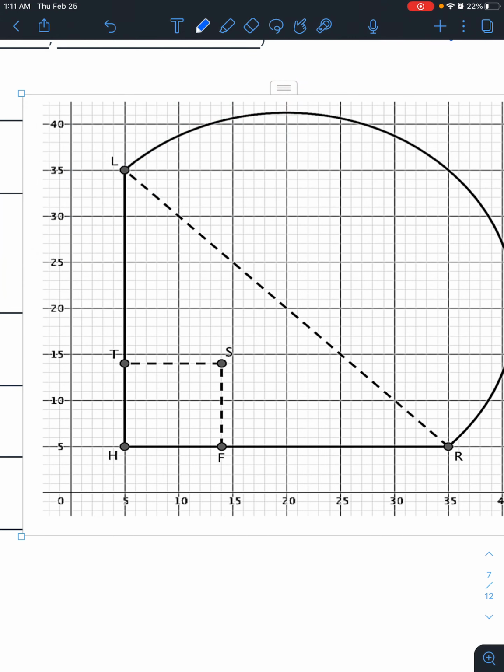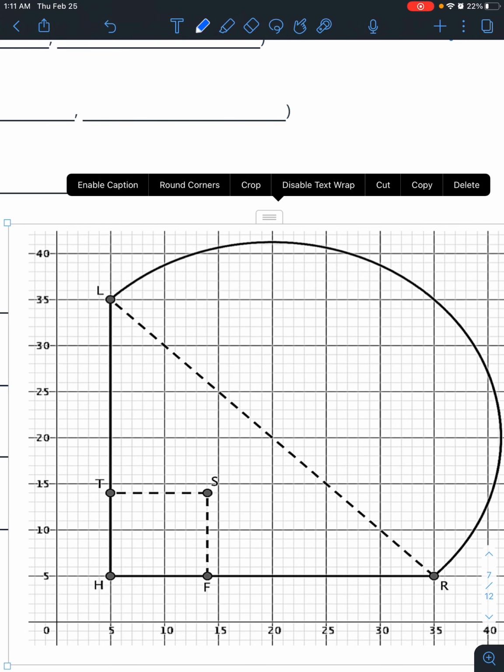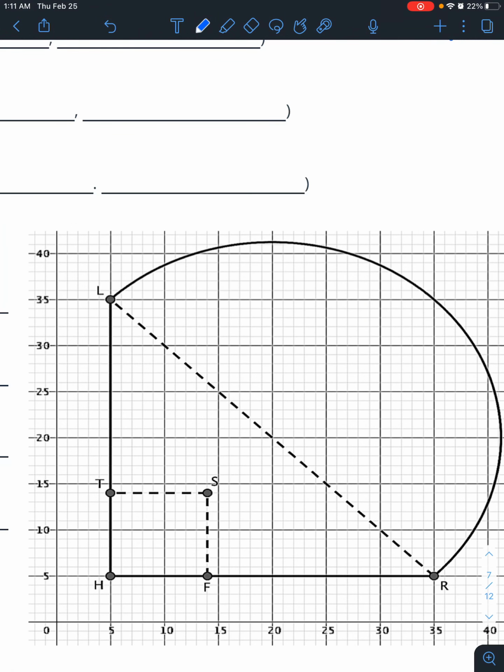Let's see if this thing will work. Let's see, it's acting up a little bit. Let's see right now. Why can't I write on this?